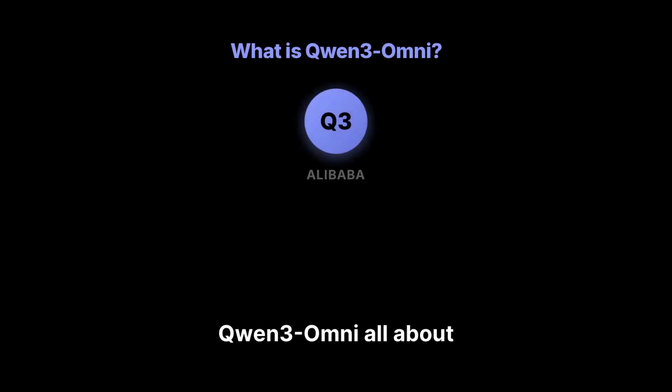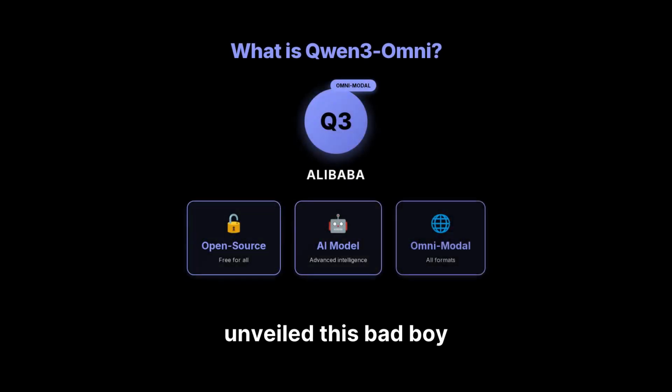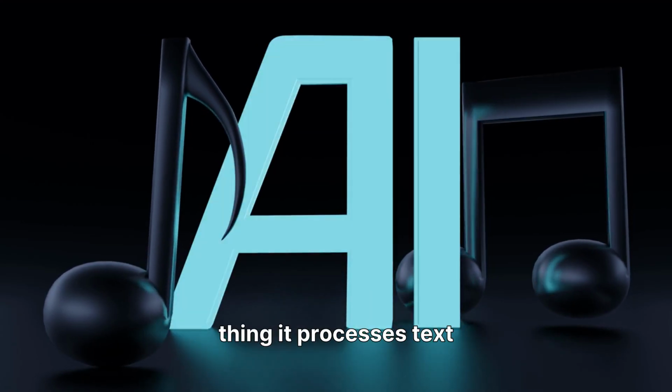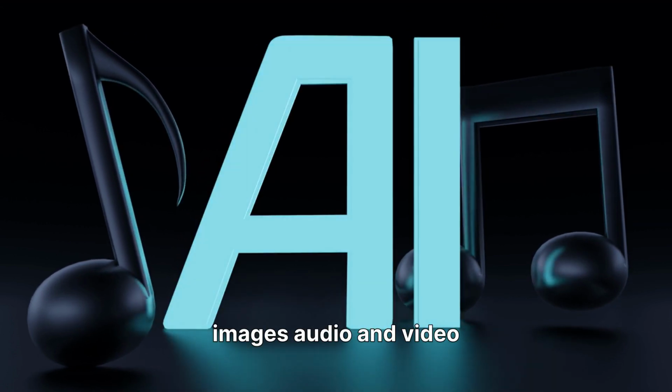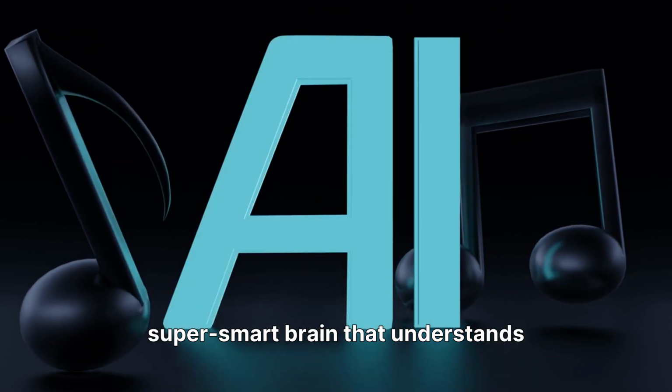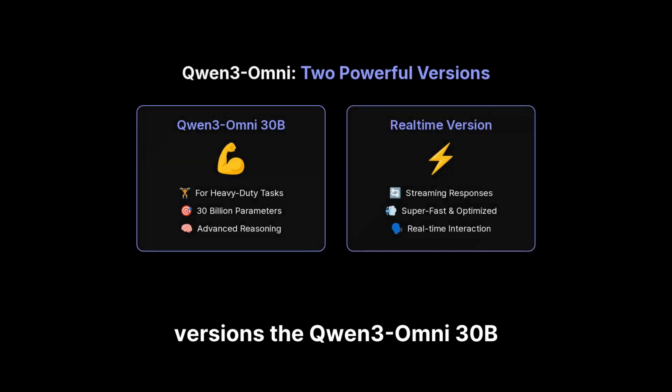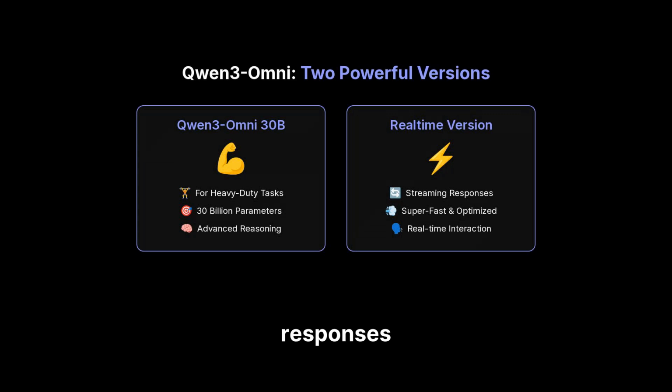Let's jump in. First off, what is Qwen3-Omni all about? So Alibaba's cloud team unveiled this bad boy recently. It's a fully open source AI model that's built from the ground up to be omnimodal. That means it doesn't just stick to one thing, it processes text, images, audio, and video all together, like a super smart brain that understands the world in multiple ways. There are two main versions, the Qwen3-Omni 30B, which is a powerhouse with 30 billion parameters for heavy-duty tasks, and the real-time version that's optimized for super fast streaming responses.